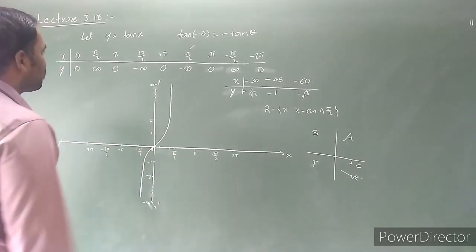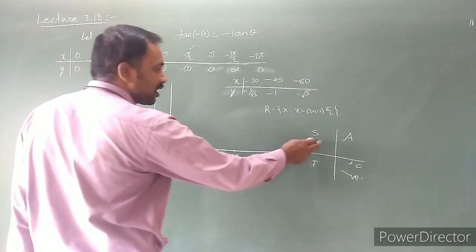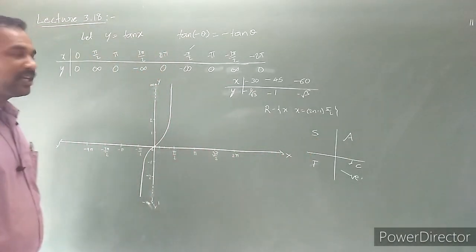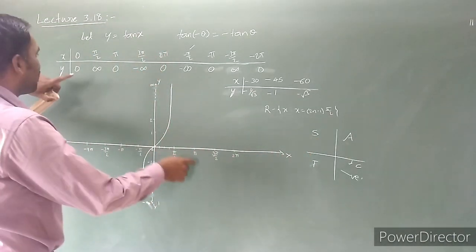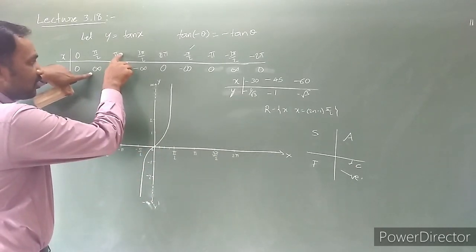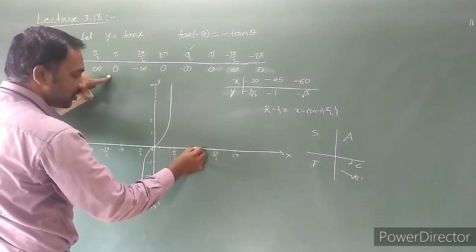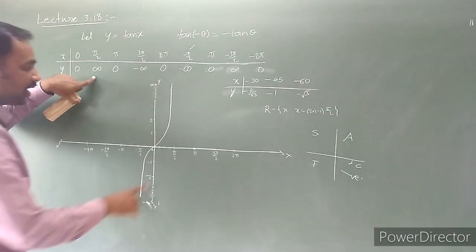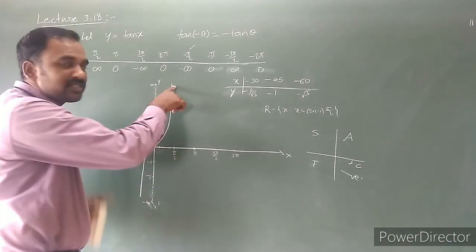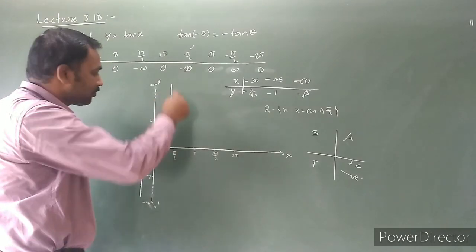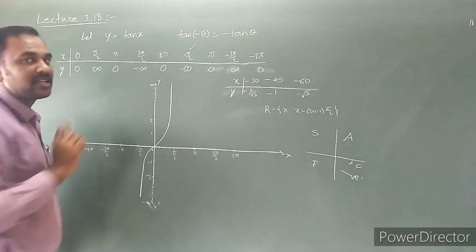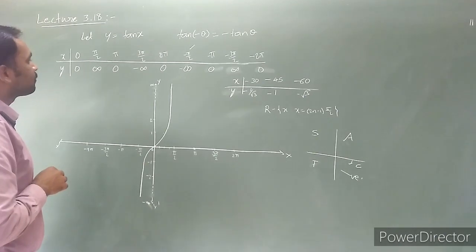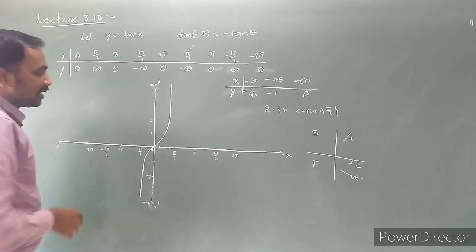Next one, pi by 2 comma pi. Pi by 2 comma pi is nothing but the second quadrant. In the second quadrant, is tan positive or negative? Tan is negative. Okay. Tan of pi, pi comma 0, is here. If I take a positive value at pi by 2, can I consider this one? No, which is not possible. Joining in this manner is not possible. Pi means more than a 90 degree.